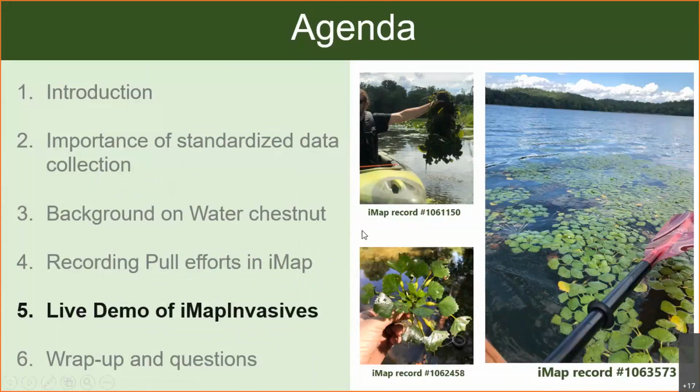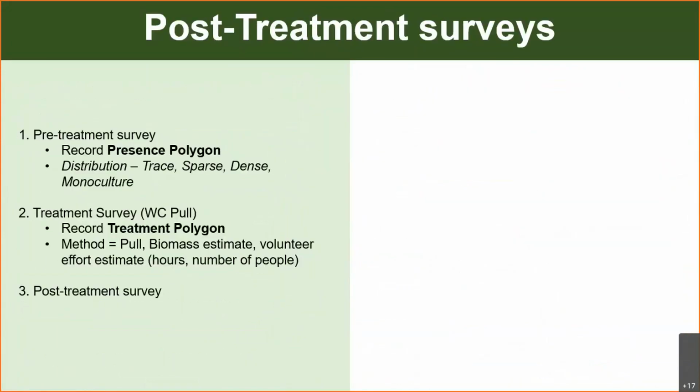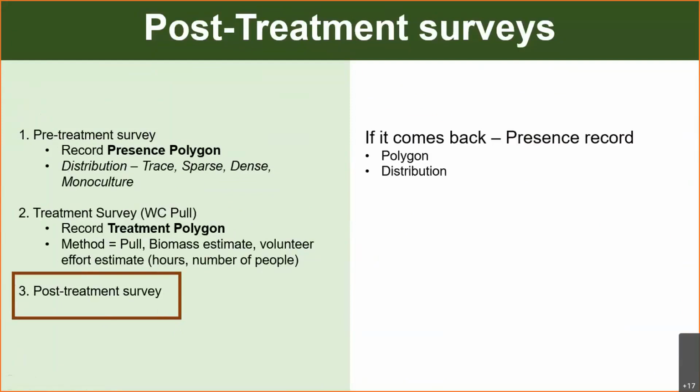Thanks so much for that demo, Jacob. I did want to make one note. As a recap, Jacob just went through how to record that pre-treatment survey and then the treatment survey. Another thing that we would also like people to do eventually is to record these post-treatment surveys. So really we're focusing on getting 1 and 2 into iMap right now, but 3 is a long-term goal for us as well. Essentially this would be after the treatment, maybe in the fall or in the next year, recording what the distribution looks like at that point.